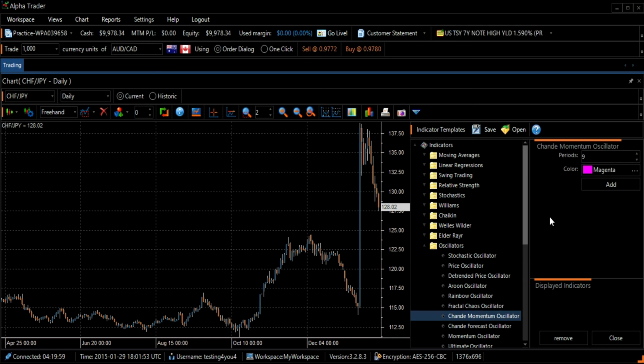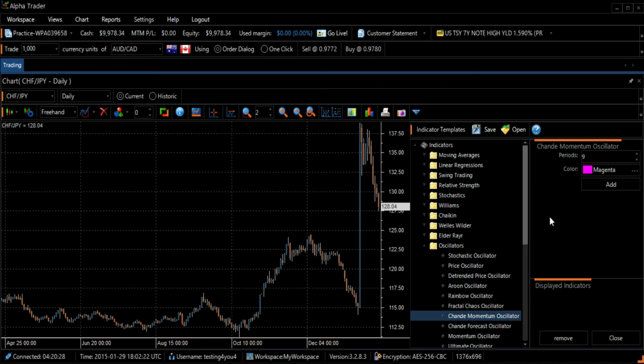The Chande Momentum Oscillator was created by calculating the difference between the sum of all recent gains and the sum of all recent losses, then dividing the result by the sum of all price movement over the period. This oscillator is similar to other momentum indicators, such as the relative strength index and the stochastic oscillator, because it is range-bounded, positive 100 to negative 100.